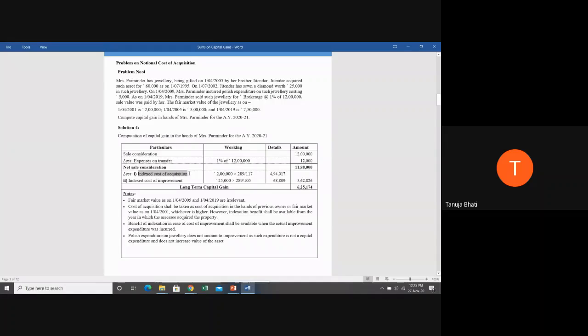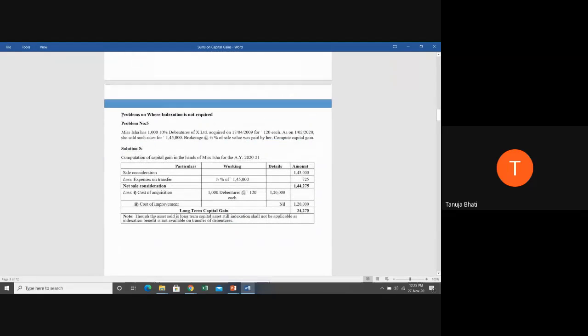Nothing has changed. Only the index cost of acquisition and index cost of improvement. Only the change is what the previous owner has incurred. We have to consider that. And the index of which year do we consider in case of cost of acquisition? The index of the year in which the current owner first acquired it. And in case of cost of improvement, the index of the year in which the improvement was actually made is what we are supposed to take. And there is nothing else that we are supposed to add in this particular problem.